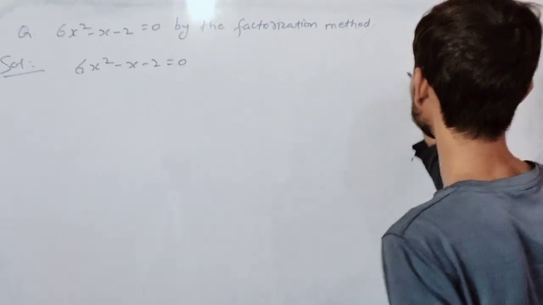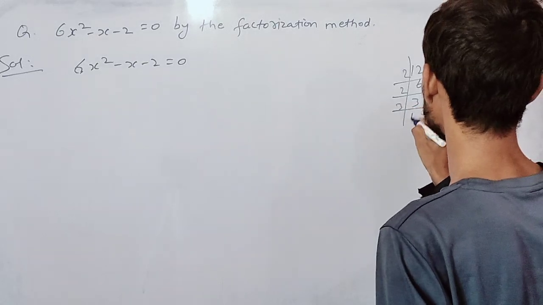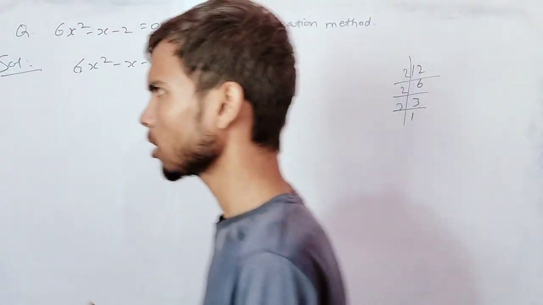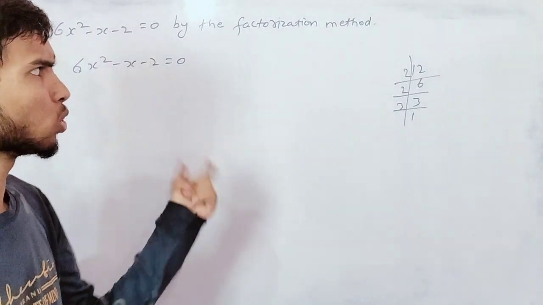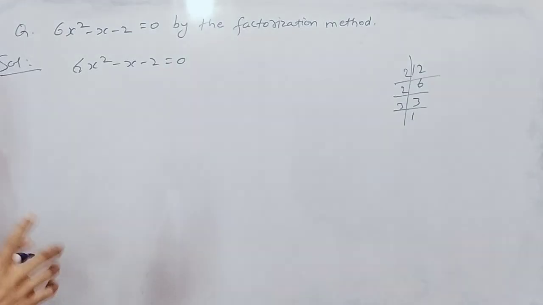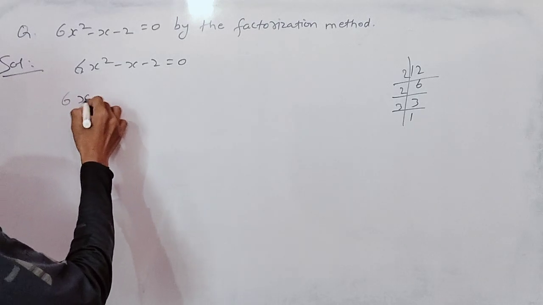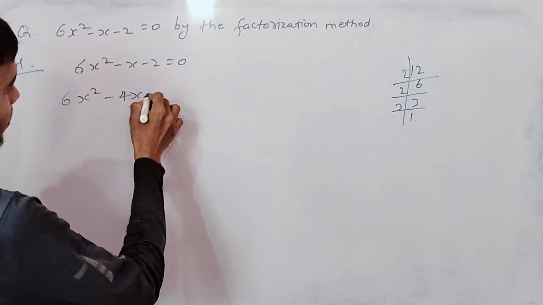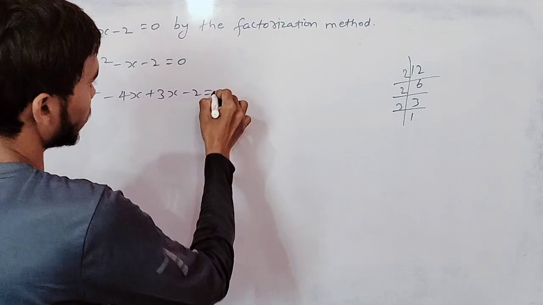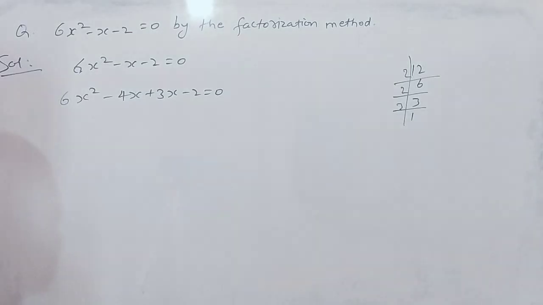6 times 2 is 12. So here 2 times 6, 2 times 3, 3 times 1. Now minus x we want, minus 1 we want. So 4 and 3, 4 minus 3. I think minus 4 plus 3, we will get minus 1. So 6x square minus 4x plus 3x minus 2 is equal to 0. Now this equation is correct.